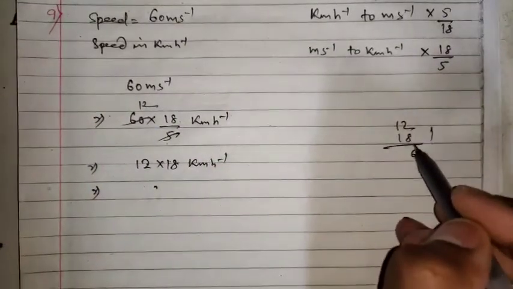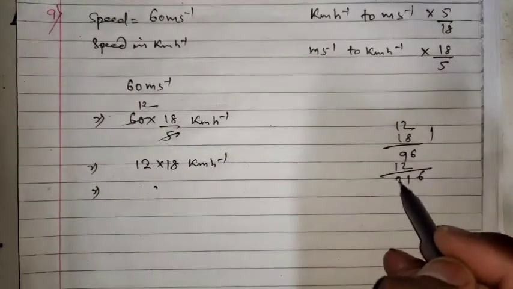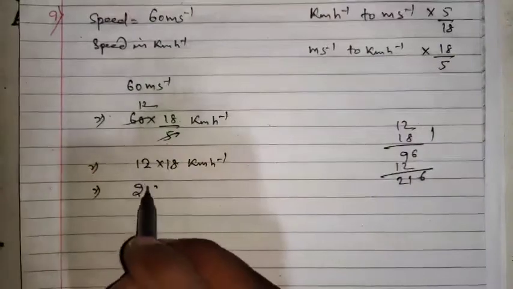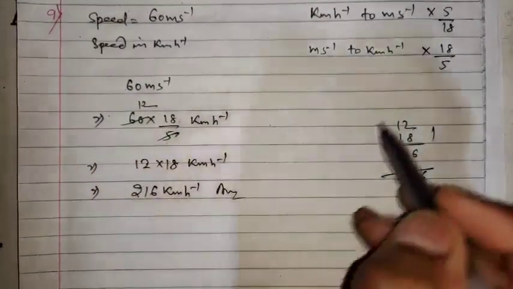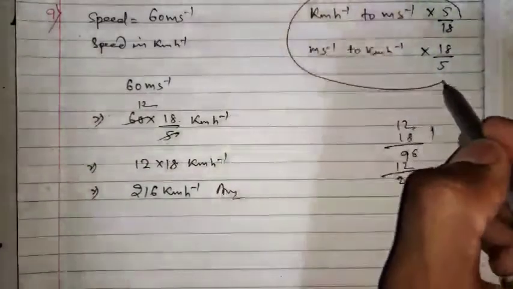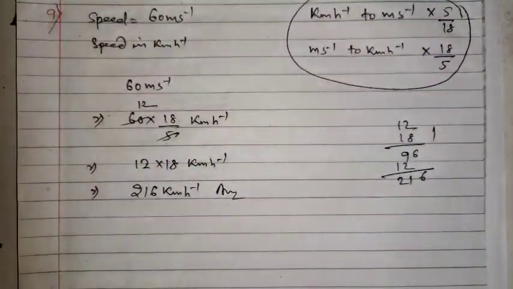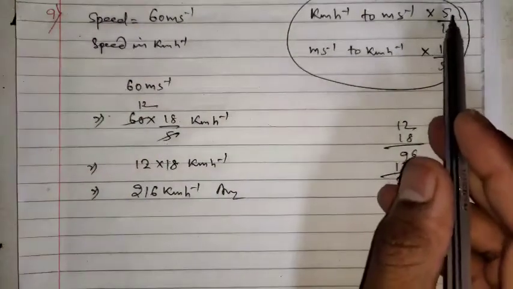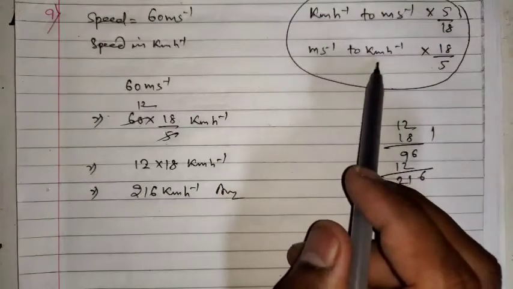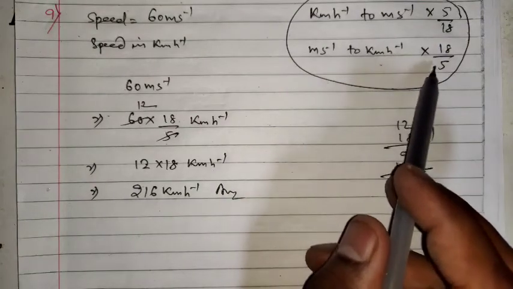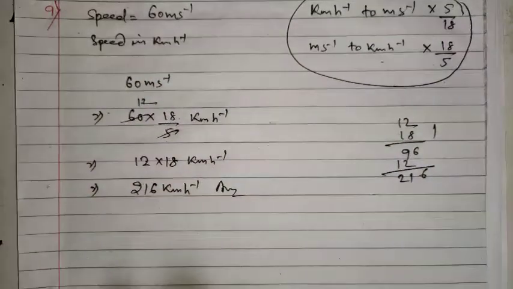8 2s are 16, carry 1. 8 1s are 8, 1 is 9. 12 1s are 12. 6 9 to 11, rest 1. 1 plus 1, 2. It is 216 kilometer per hour. This will be the answer. You have to remember these two things. For converting kilometer per hour into meter per second, multiply the speed by 5 by 18, and for converting meter per second to kilometer per hour, multiply it by 18 upon 5, and you will get the answer.